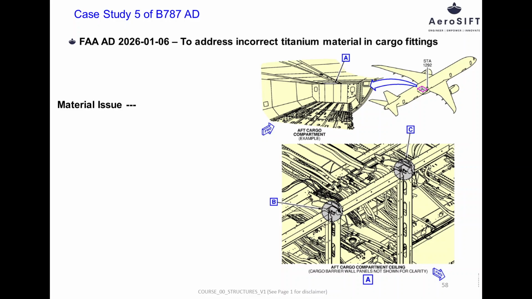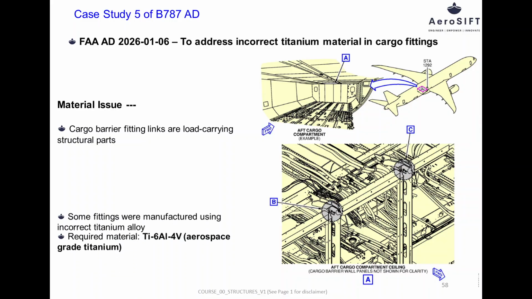Now we move from theory to real aircraft case studies, where we will see how structural principles are applied to solve actual safety and reliability issues. This case study highlights a material non-conformance issue in the aft cargo barrier fitting links of the B787. These fittings are load-carrying structural components that help transfer loads within the cargo compartment structure.